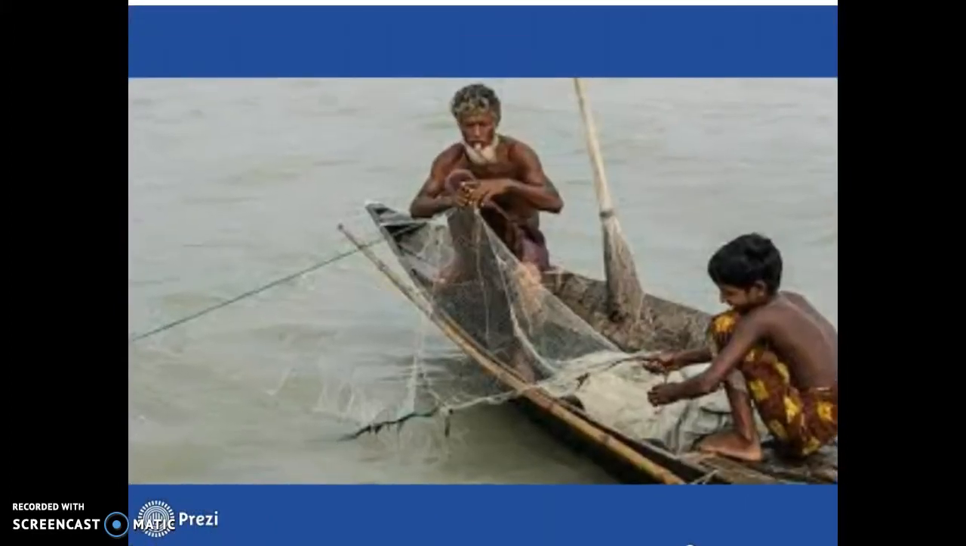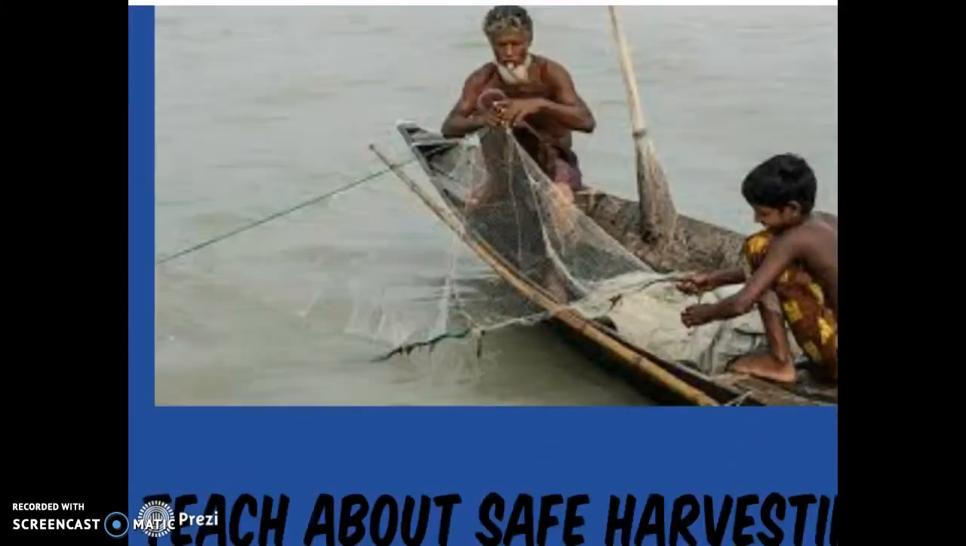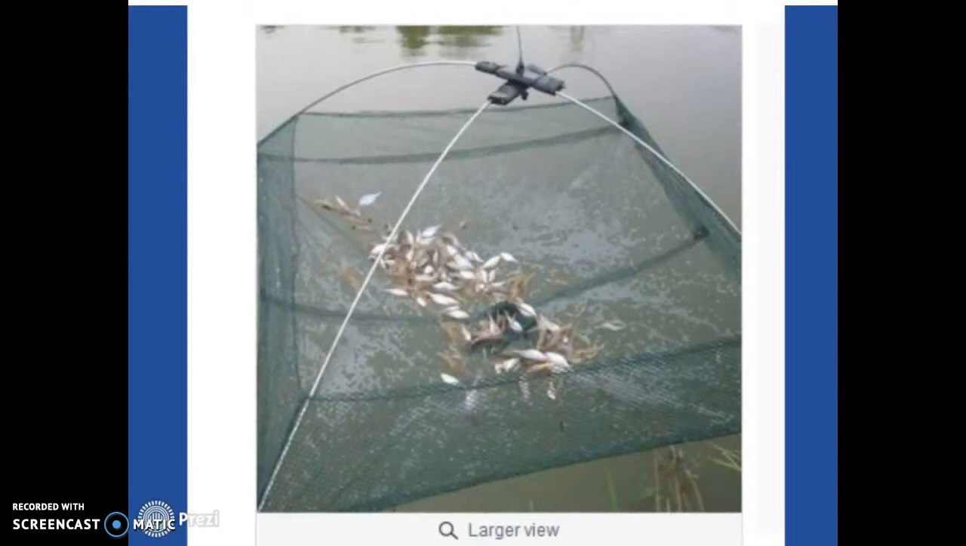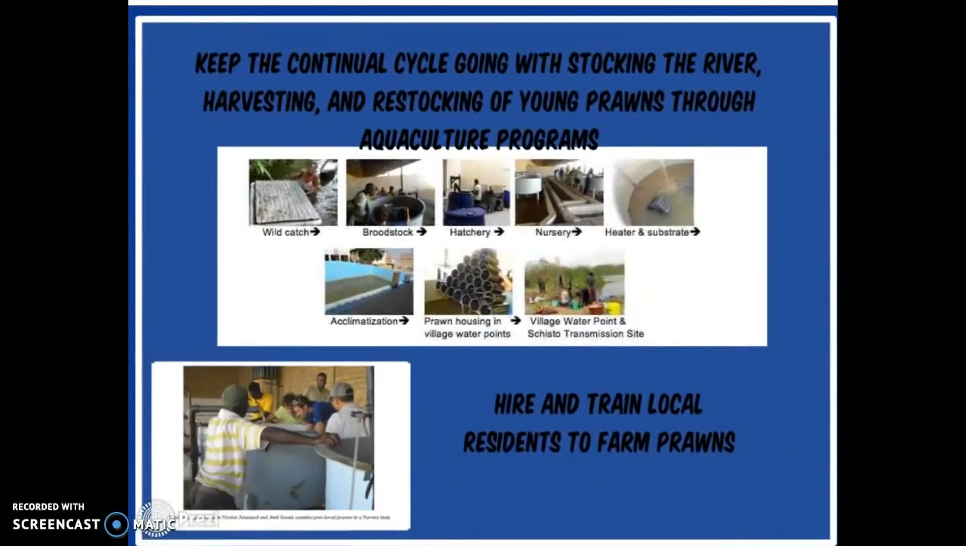One way to harvest safely is to cast the nets from a boat, as we see here in this picture. Another way to provide them with a safe way to harvest the prawns is to provide them with waders and hand nets so that they are able to do land harvesting. And here's another net that can be cast out of a boat. Restocking the river with prawns can become expensive due to transportation costs and issues. So we need to keep this cycle going in order to keep the snails from returning.